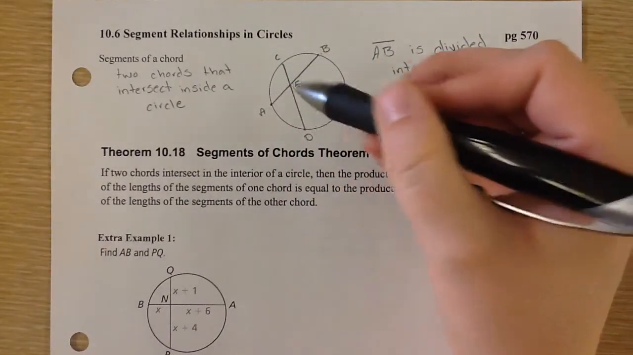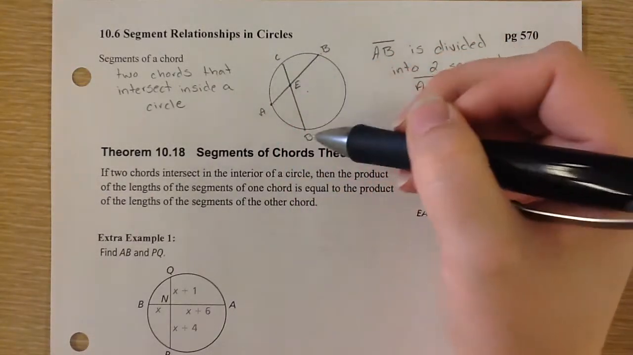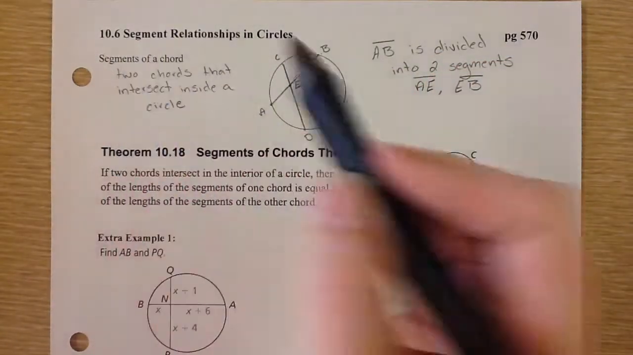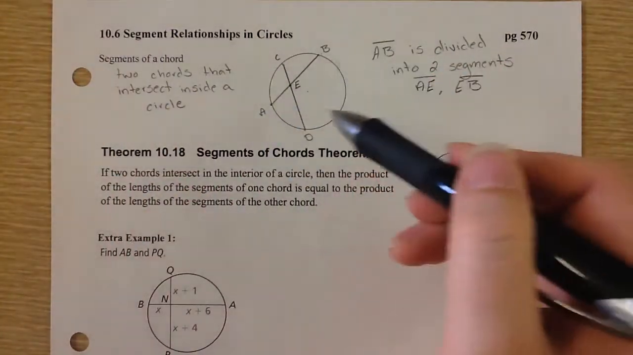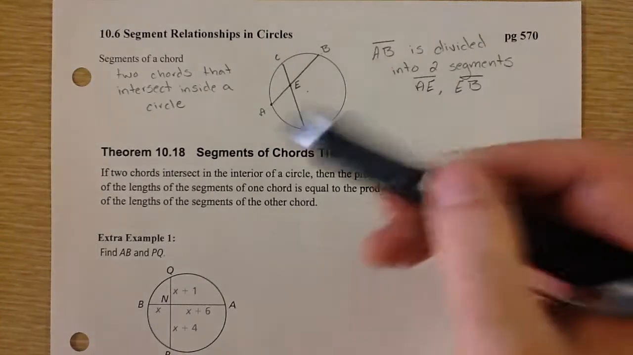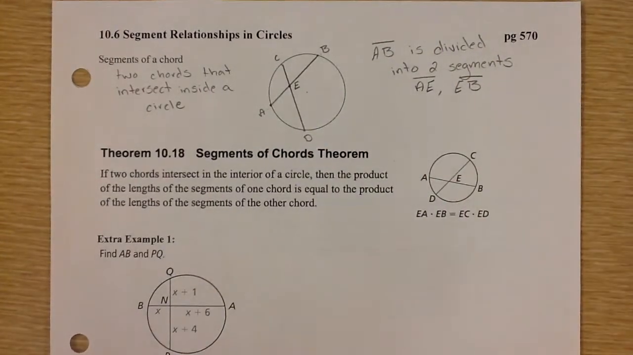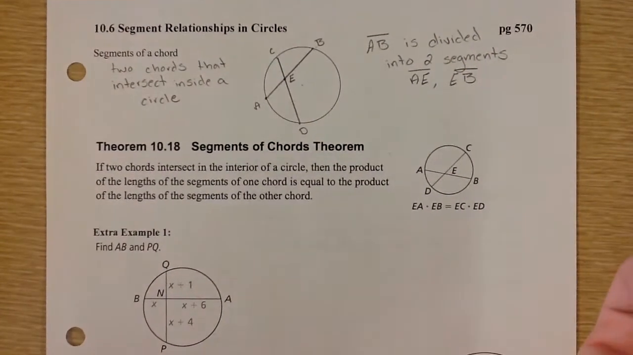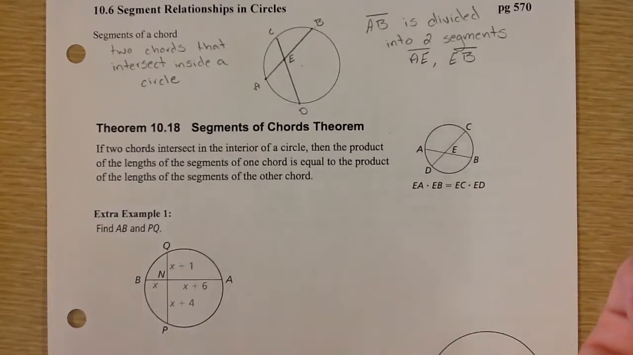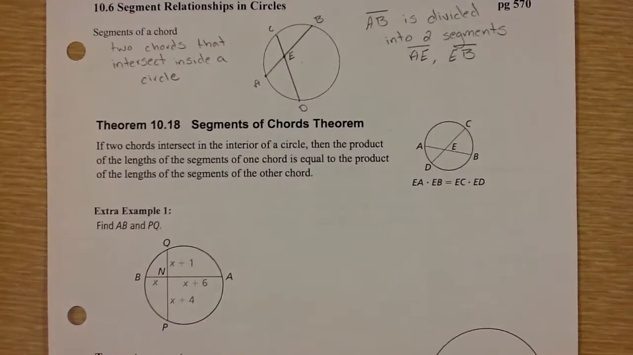And the same thing happens to chord CD. It's divided into two segments, segment CE and segment ED. So those are what we call segments of the chord. A chord itself is a segment, but then it's divided up into other segments. One really neat thing happens with these segments of the chords.